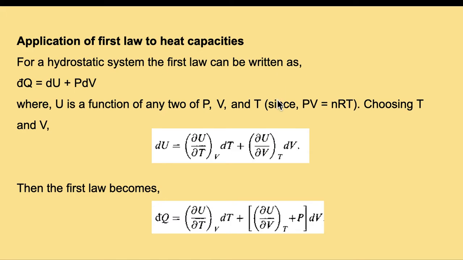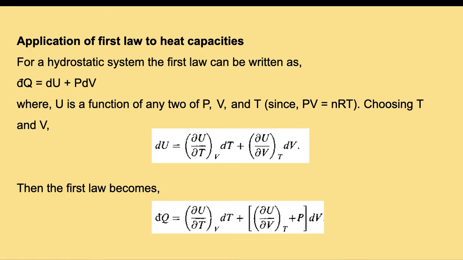That means generally you are writing the first law as dU equals d̄Q plus d̄W. And for a hydrostatic system, you can write d̄W as minus P dV. So dU will be equal to d̄Q minus P dV, or d̄Q equals dU plus P dV, where this U is a function of any two of P, V and T, that we have mentioned so many times, since PV is equal to nRT. And choosing T and V, you can write, we have already mentioned this, that U is generally a function of P, V and T, and you can write it as a function of any two.